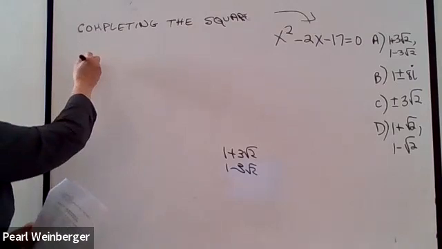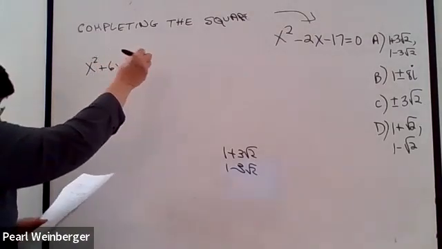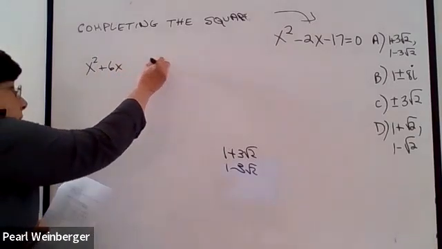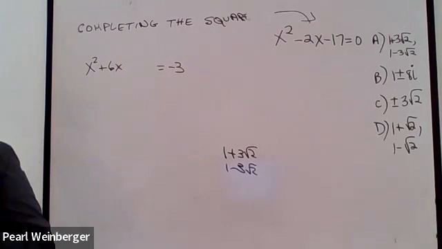Suppose I gave you this one, x squared plus 6x equals -3. And I want you to use this completing the square method.